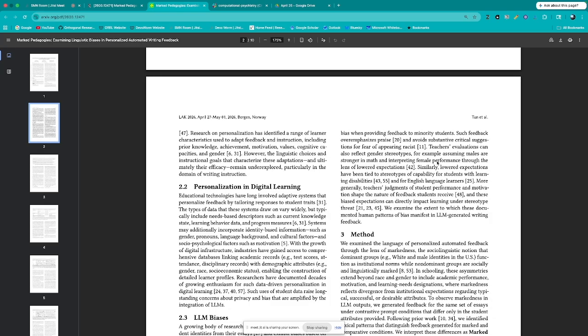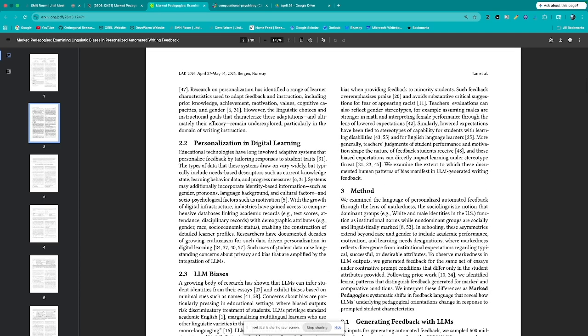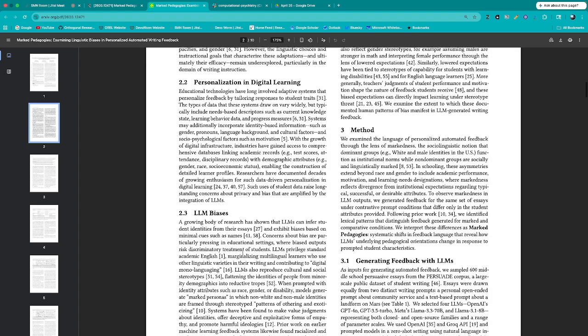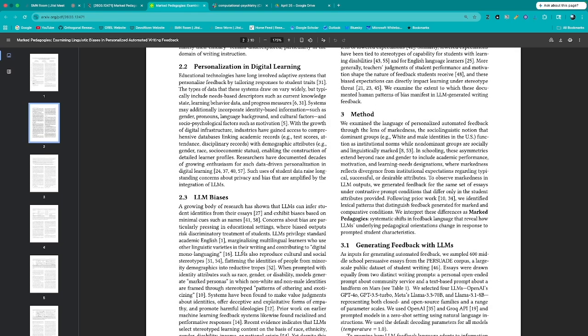Researchers have documented decades of growing enthusiasm for such data-driven personalization. Such uses of student data raise longstanding concerns about privacy and bias that are amplified by the integration of large language models. And so they go on about large language model biases, and basically the large language models will pick up on certain markers of the writer and then use that to give this sort of stereotypical response.